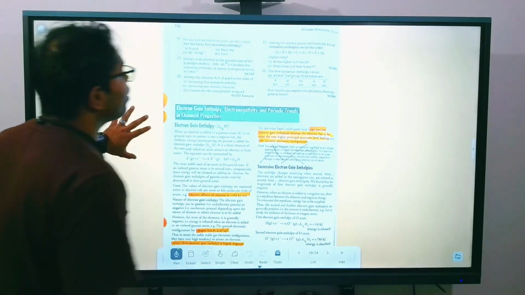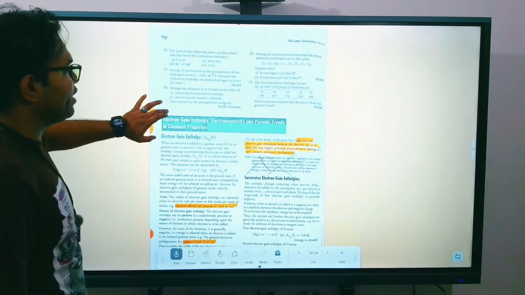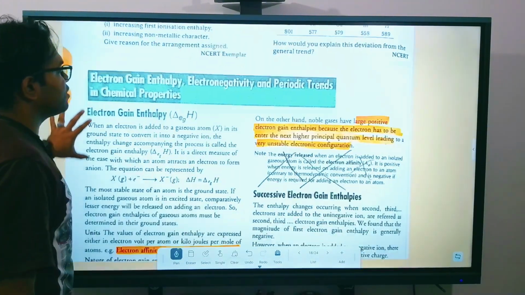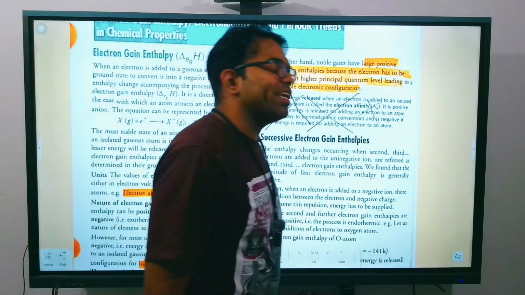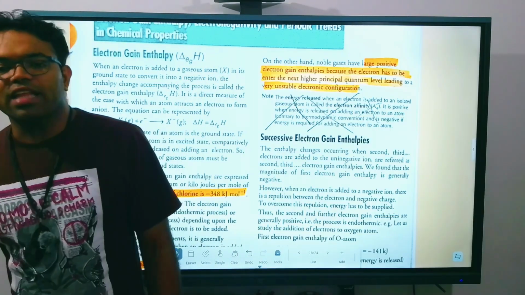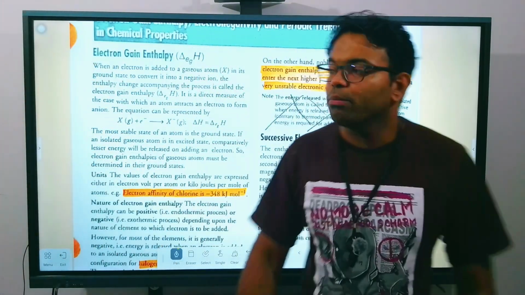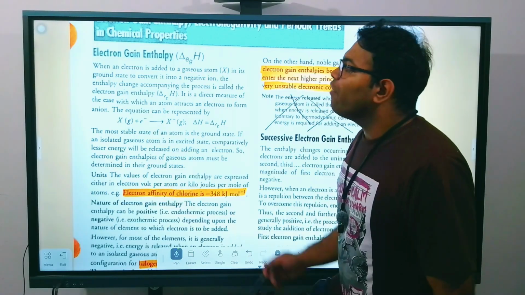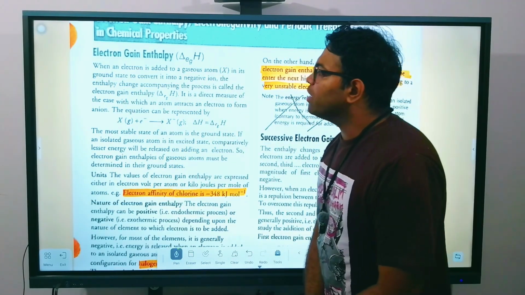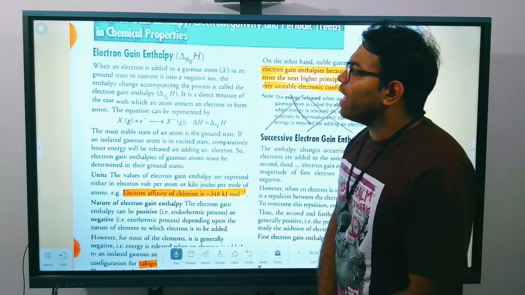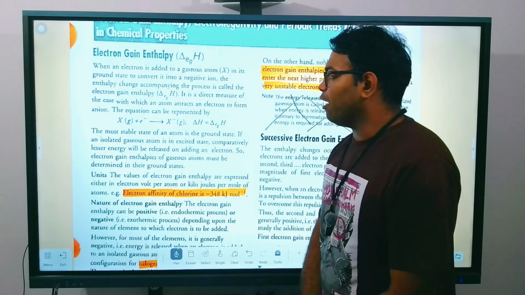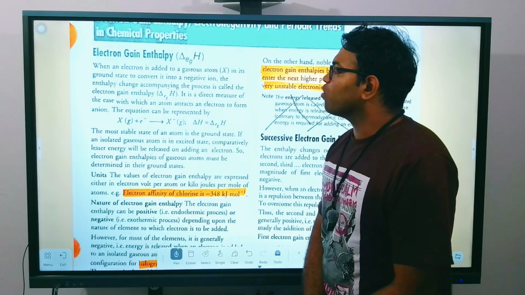Now, electron gain enthalpy, electronegativity, and the chemical properties in the periodic table. How does it work? What is electron gain enthalpy? Ionization enthalpy was the energy required to remove an electron. But for electron gain enthalpy, when an electron is added to a gaseous atom in its ground state to convert it into a negative ion, the enthalpy change accompanying the process is called the electron gain enthalpy.